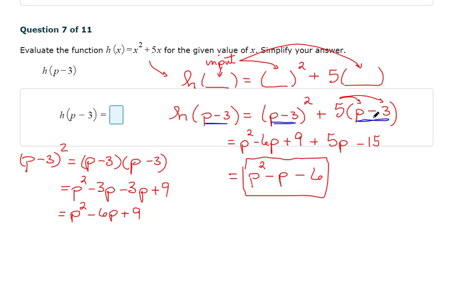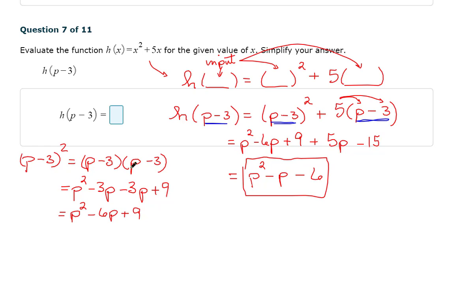That's the easy part. Now the harder part is I need to grind all this out to figure out what comes out. Well, let's do the easy part first. 5 times this piece, so 5p minus 15. Now this piece that's being squared, I wish it were true I could just square each piece, but that just is not true.